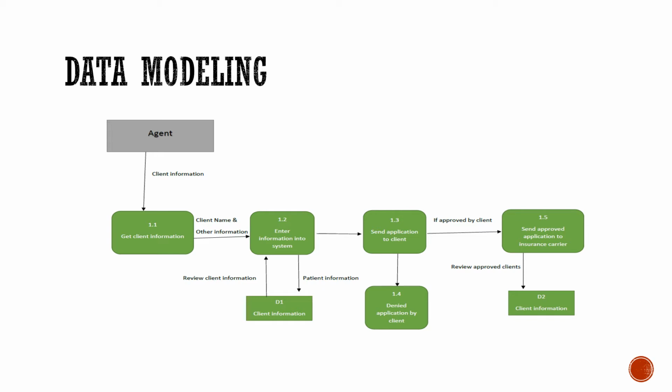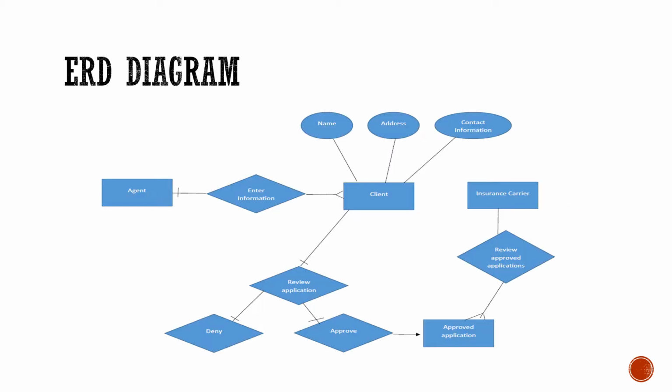Then we send the application to the client to get their signature if it's something that they're still considering, that annuity product. And then after we get that, we send the approved application to the insurance carrier, who then processes that from their database and finishes the approval process.